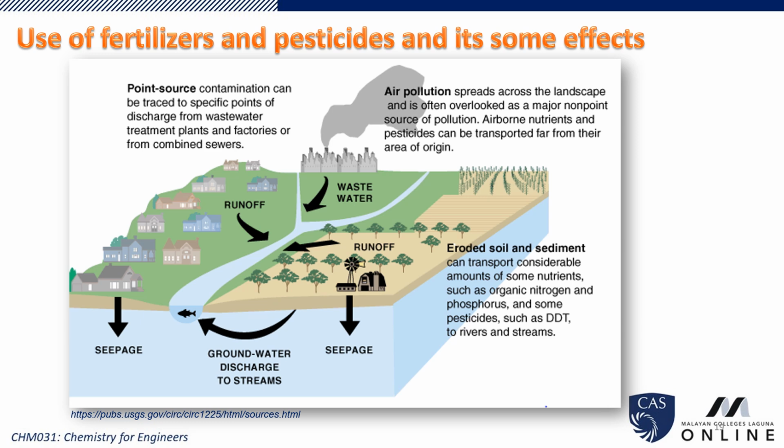In the figure, point source contamination can be traced to specific points of discharge from wastewater treatment plants and factories or from combined sewers. Air pollution spreads across the landscape and is often overlooked as a major non-point source of pollution. Airborne nutrients and pesticides can be transported far from their area of origin. Lastly, eroded soil and sediment can transport considerable amounts of some nutrients such as organic nitrogen and phosphorus and some pesticides such as DDT to rivers and streams.